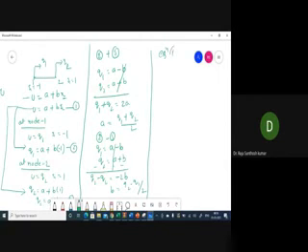Now 2 plus 3. What I am doing: q1 is equal to a minus b, q2 is equal to a plus b, right? So q1 plus q2 is equal to 2a. So a is equal to (q1 plus q2) by 2.